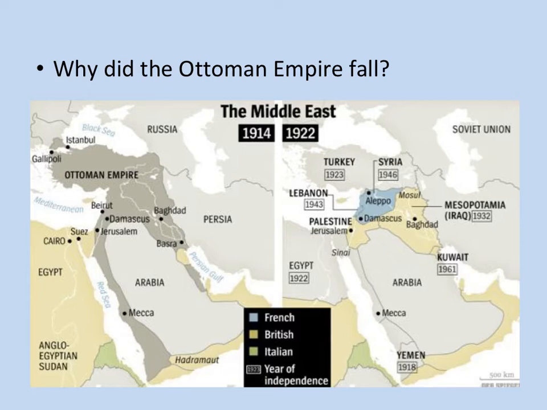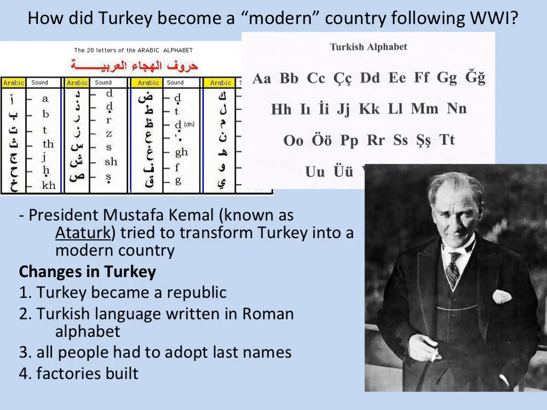So once you're done discussing, just notice these maps. It shows you the Ottoman Empire in 1914, before World War I. And then at the end of World War I, by 1922, you can see that it's divided up into all different countries, more like it is today. So now we're just going to look at what emerged as a result of the fall of the Ottoman Empire.